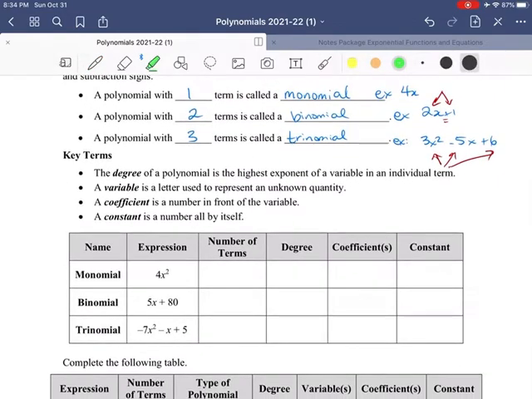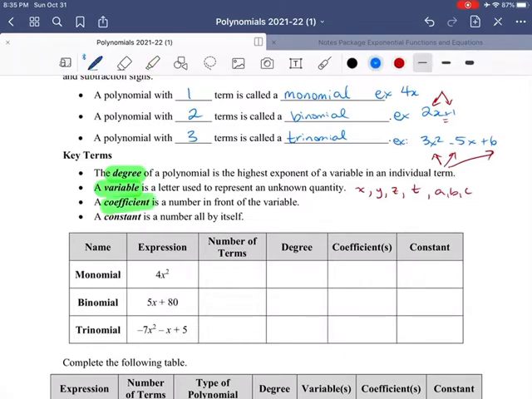So a couple specific things. The degree of a polynomial is the highest exponent of a variable in an individual term. And I'll try and explain that a little farther down here. A variable is a letter used to represent an unknown quantity, like x, y, sometimes z, sometimes t, sometimes a, b, or c. A coefficient is a number in front of the variable.